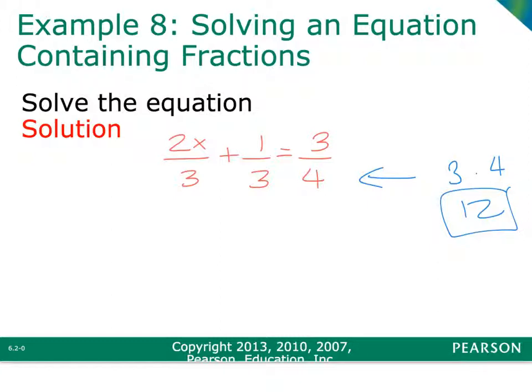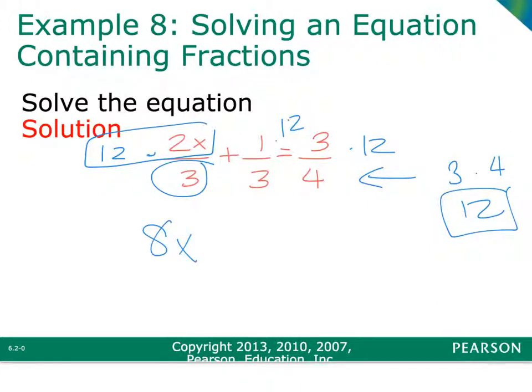Okay, so what we're going to do is multiply every single term in this equation by 12. And what that's going to do is end up canceling your fractions. The way I approach it is I multiply the tops first. I have a 12 times a 2x, that's a 24x. Then I take 24x and divide it by 3, and that gives me 8x.